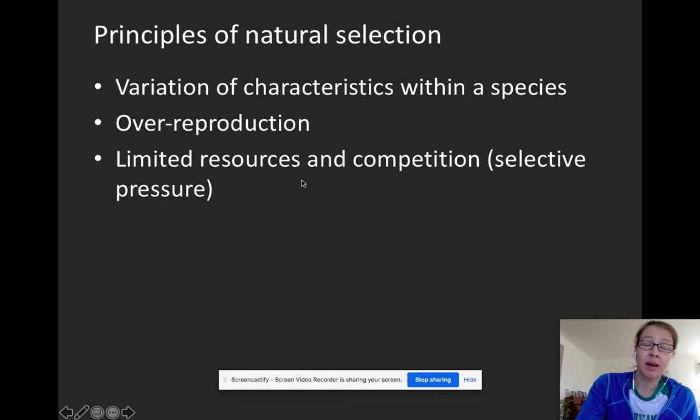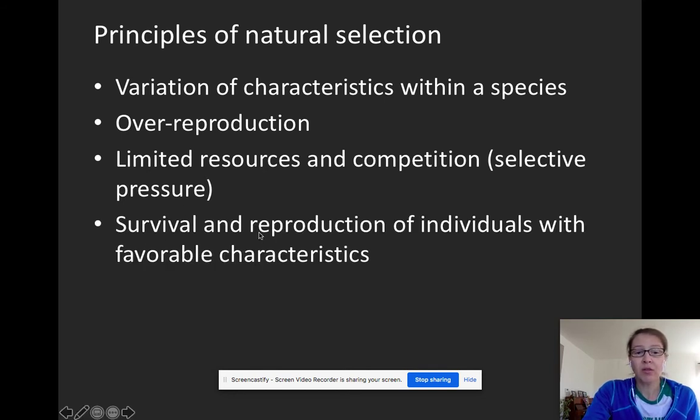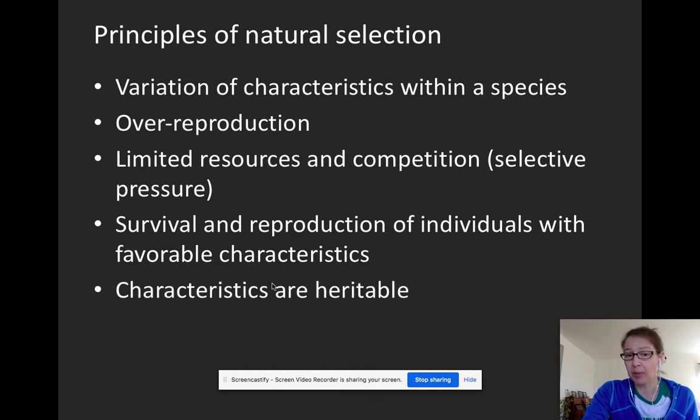You'll see when we're looking at bacteria and antibiotic resistance, the selective pressure is the antibiotics. So the ones who can survive the antibiotics survive and reproduce. The ones who can't, those ones die. Okay. And then survival and reproduction of individuals with favorable characteristics. So these are the ones that have the adaptation in that particular environment. So if they have the right phenotype, then they're going to survive and reproduce in that environment. And then finally, their offspring have to be able to inherit it. So these characteristics have to be heritable.